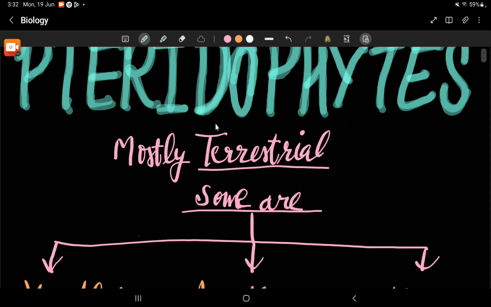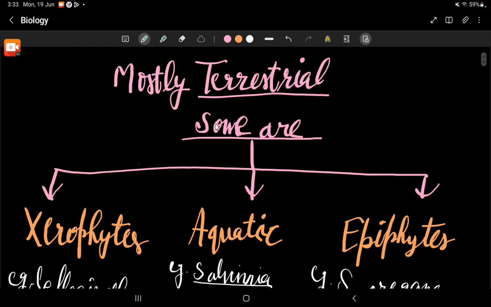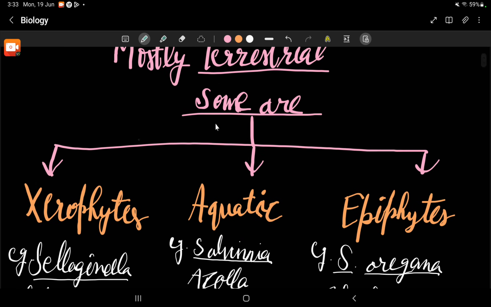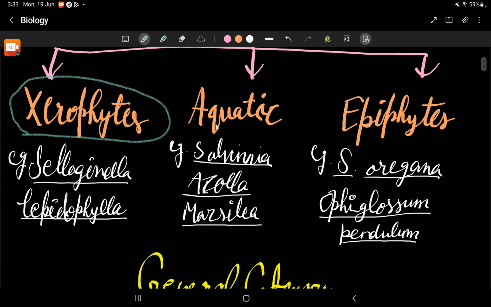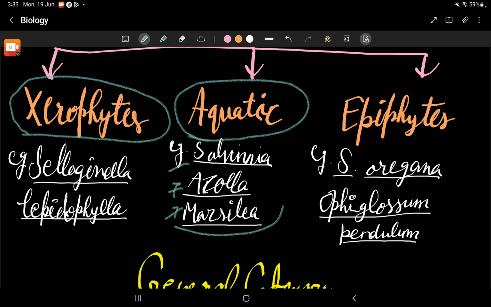Pteridophytes are mostly terrestrial. Some are xerophytes, and examples are Selaginella lepidophylla. Aquatic examples are Salvinia, Azolla, Marsilea. Azolla and Marsilea are like friends. They come together, and Salvinia. They three come together everywhere in examples.